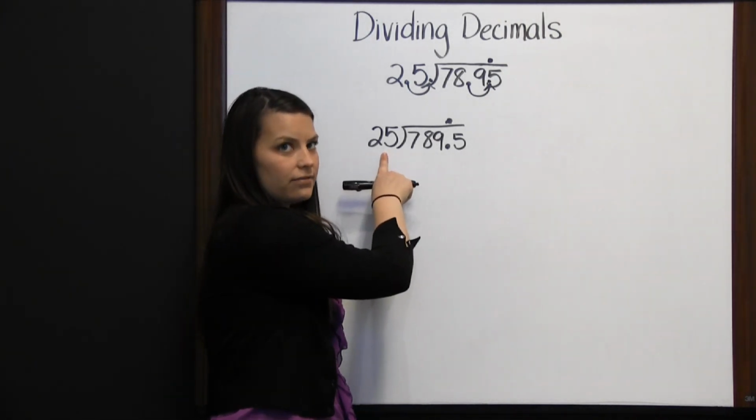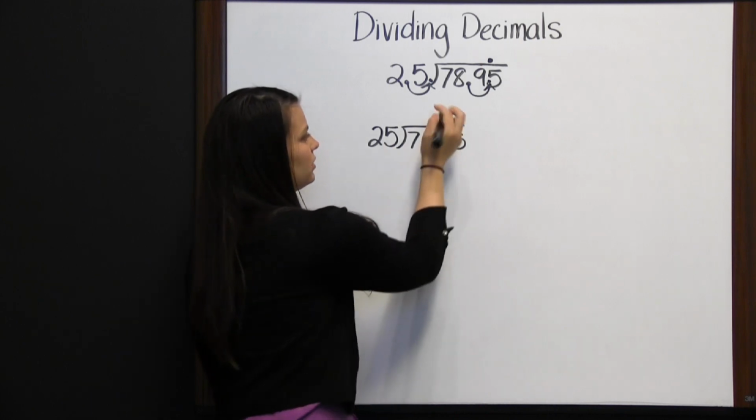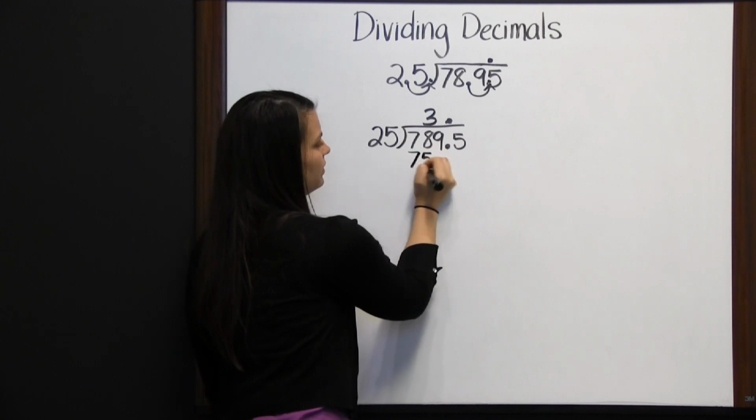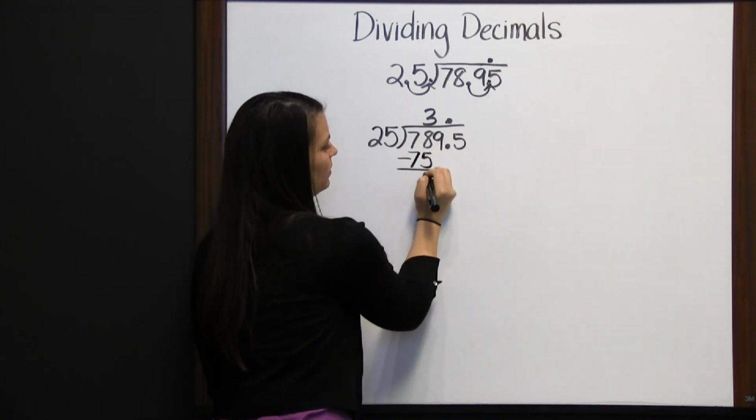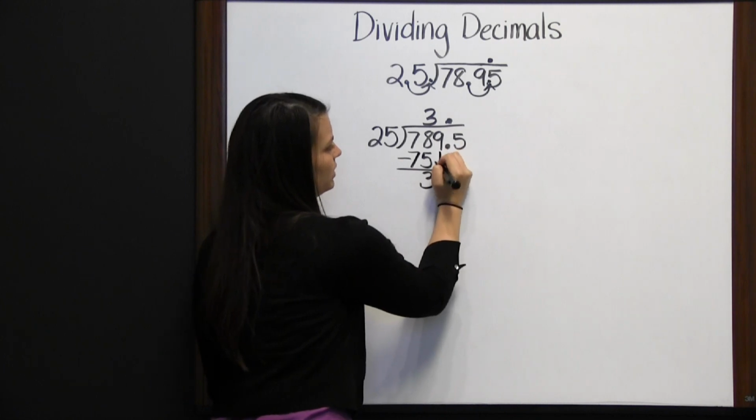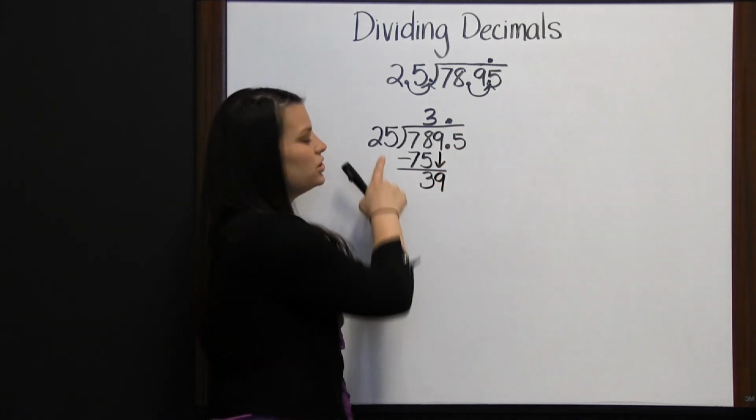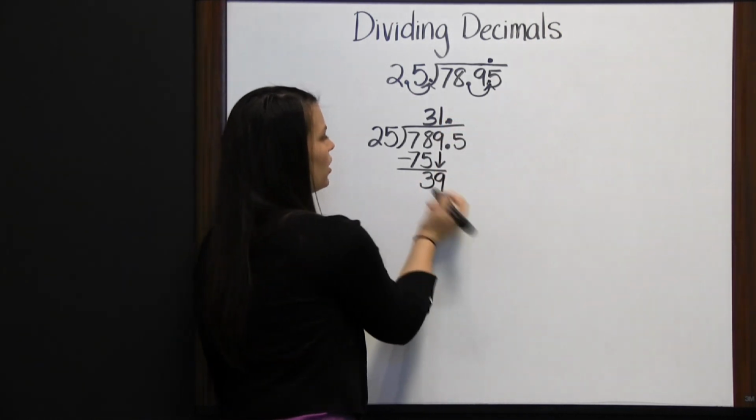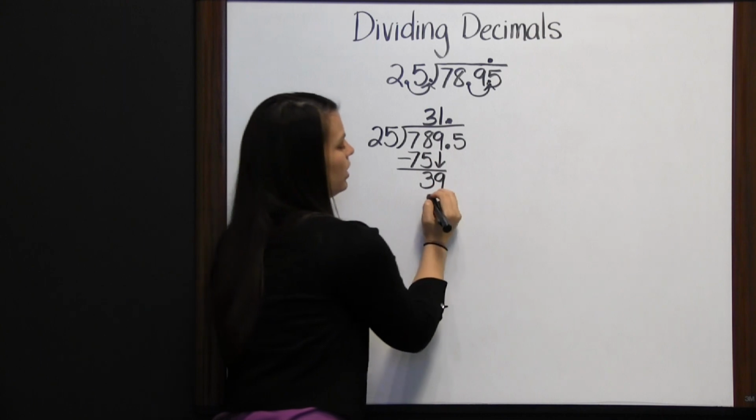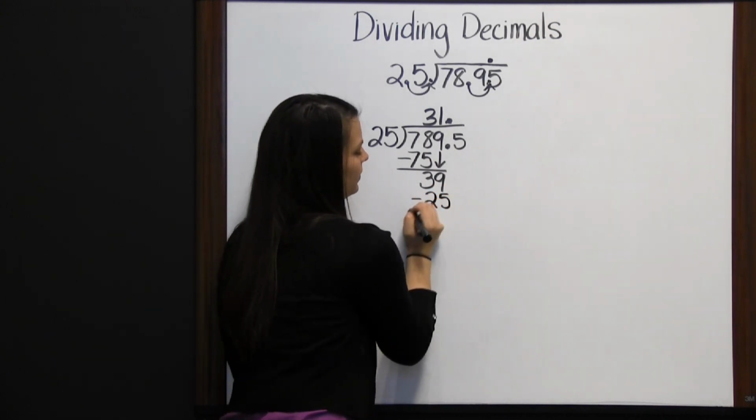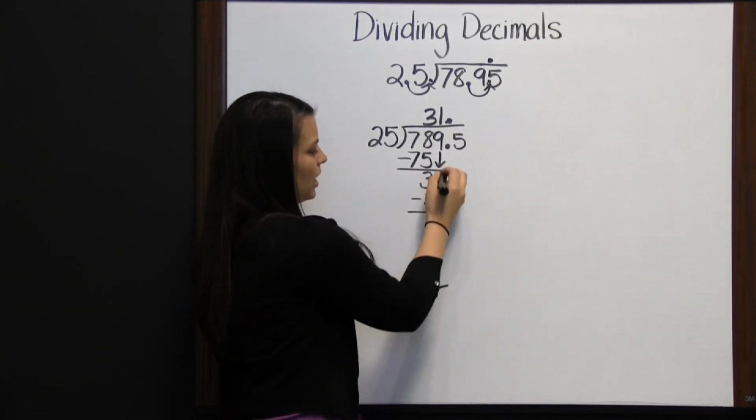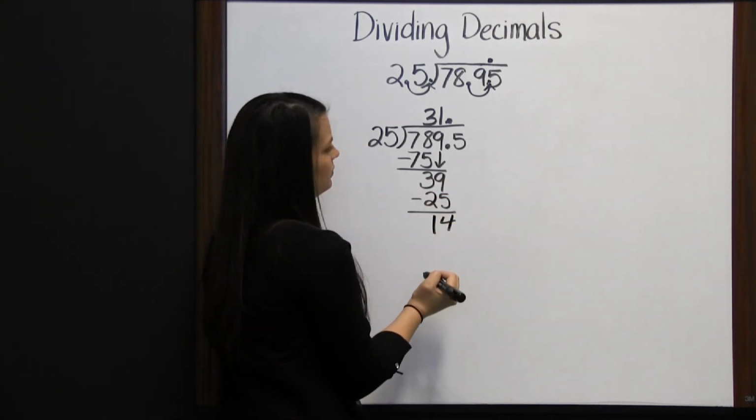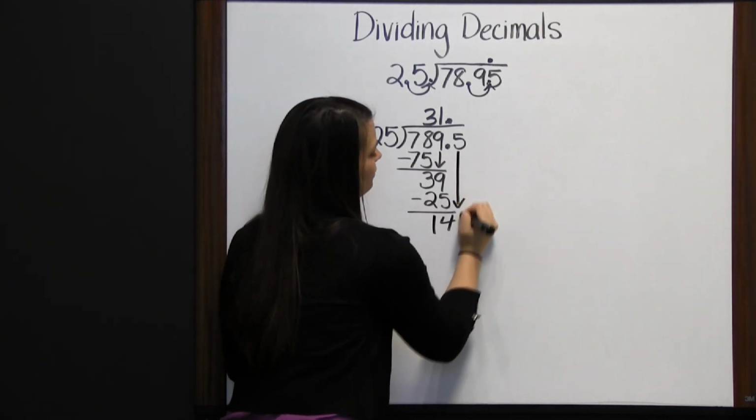So 25 goes into 78 3 times. 25 times 3 is 75. We subtract and we get 3. Bring down the 9. And 25 goes into 39 1 time. 25 times 1 is 25. We subtract. 9 minus 5 is 4. 3 minus 2 is 1. Then we bring down our 5.